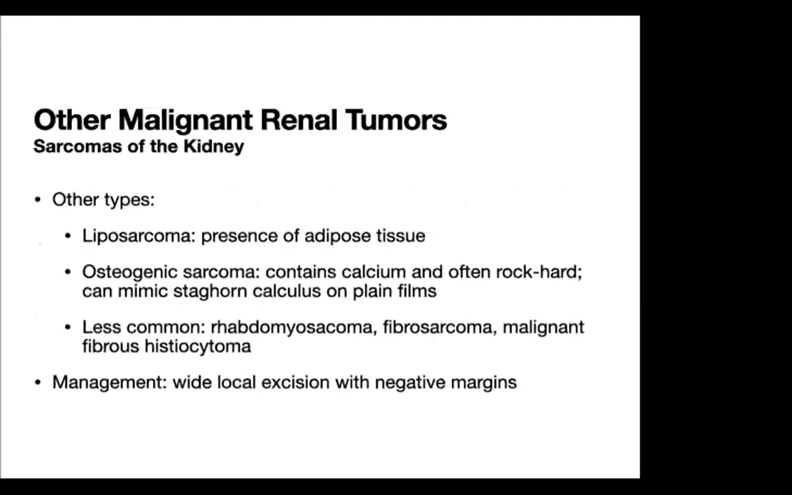The other types of sarcomas of the kidney are your liposarcoma, which is characterized by the presence of fat, osteogenic sarcoma, which contains calcium and is often rock hard, and can mimic a staghorn calculus on plain films. Less common are your rhabdomyosarcomas, fibrosarcomas, malignant fibrous histiocytoma. The management for these sarcomas is wide local excision with negative margins.